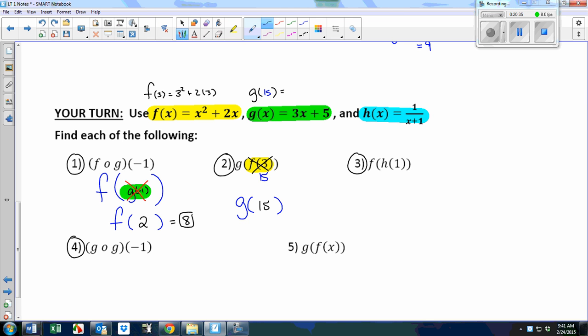When you put a 15 in, it's 3 times 15 plus 5. 3 times 15, 45. Plus 5, 50. And that's how you get the final answer, 50.